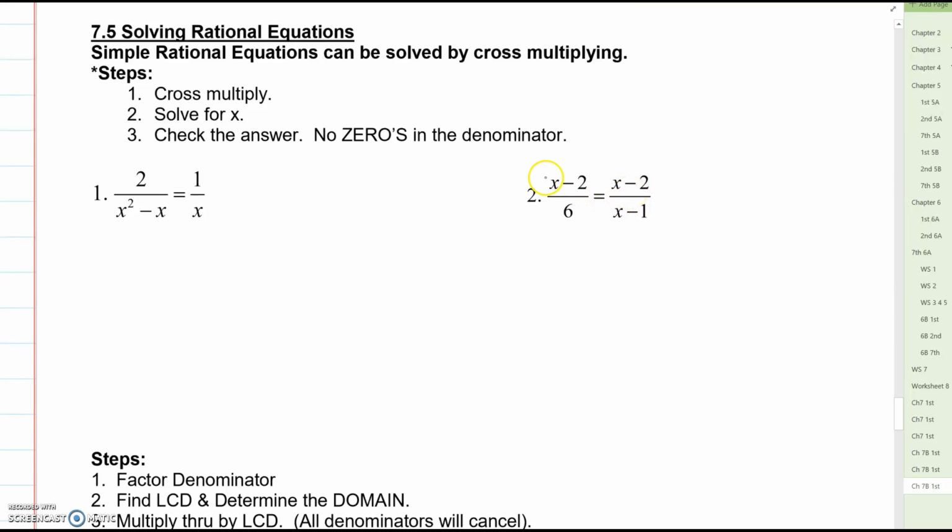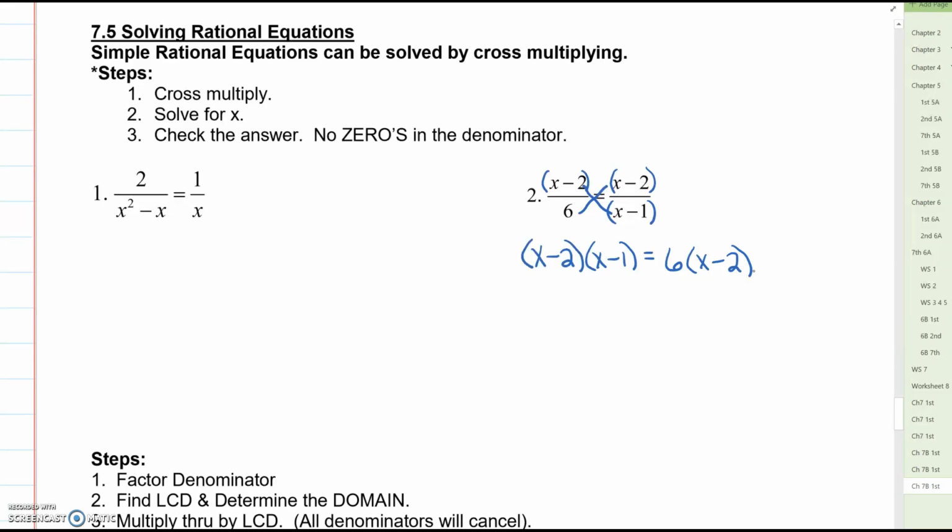The big hint here is when there's addition and subtraction within your numerators and denominators, get parentheses around the numerators and denominators. That will help you when you have to distribute after cross multiplying. Okay, so cross multiply. So we've got x minus 2 times x minus 1 equals 6 times x minus 2.